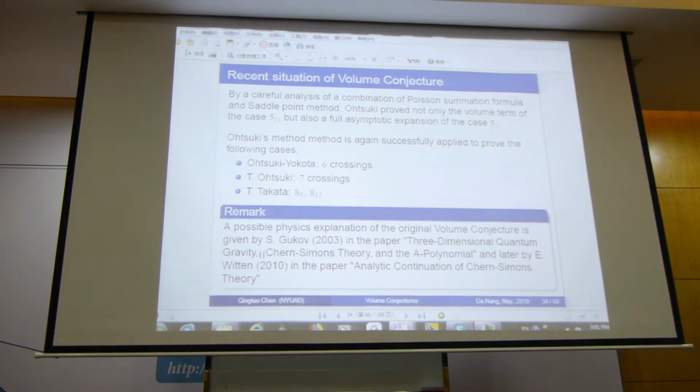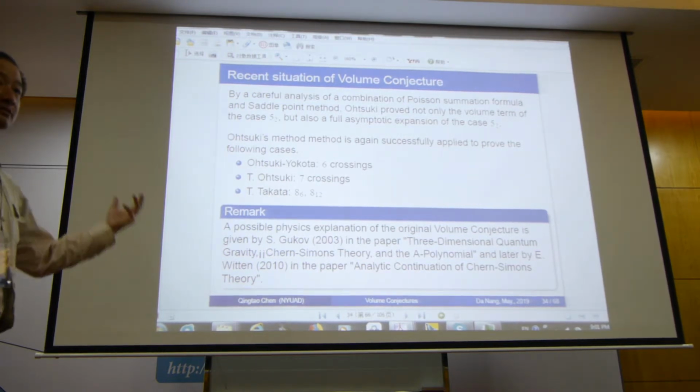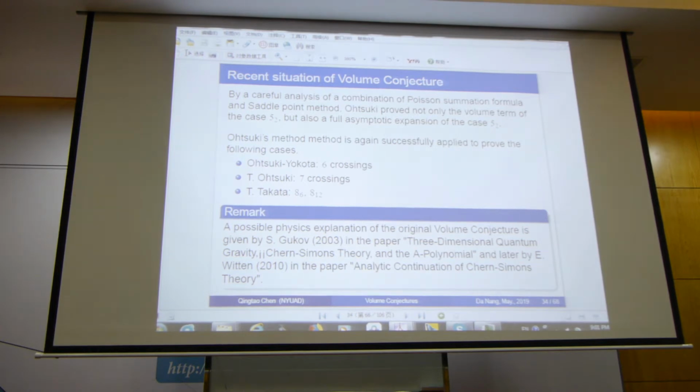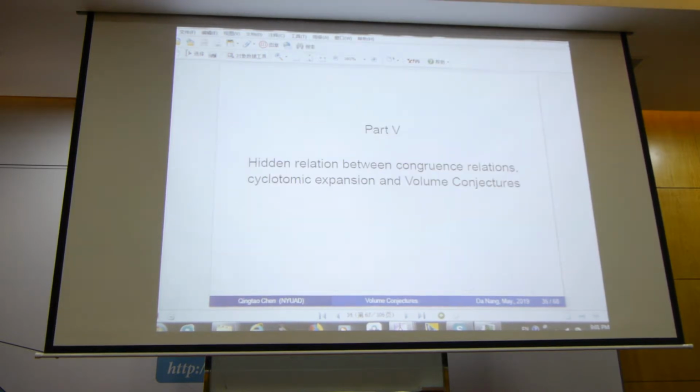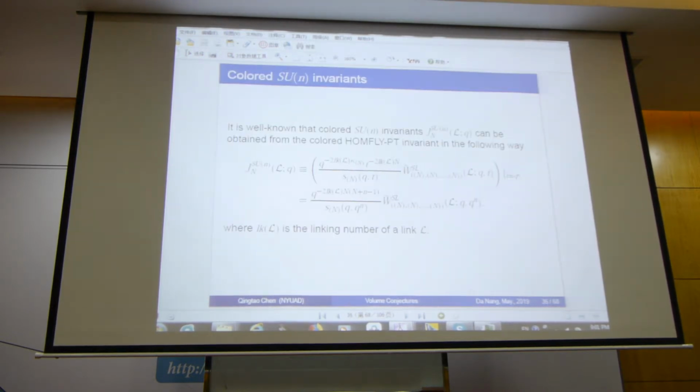Okay, then we have some remarks. It also has some physics meaning, given by Gukov and Witten, for the volume conjectures. This is the colored SU(N). Colored SU(N) has a lot of definitions. This is one of the definitions, from the colored HOMFLY invariant.